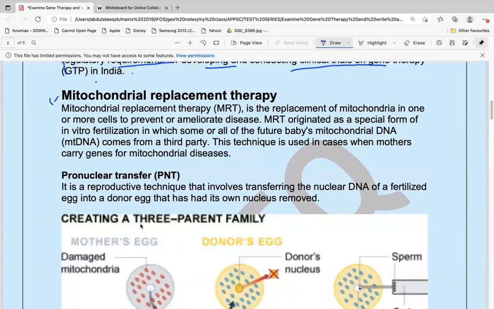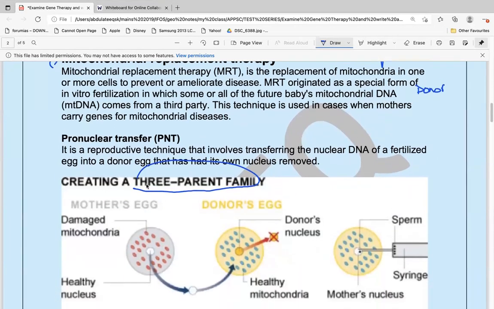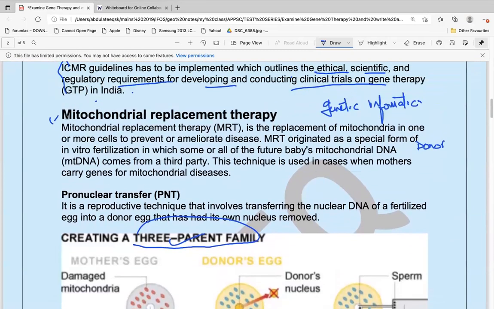Now see why this is called a three-parent baby. Why do we consider our mother and father as parents? Because we derive genetic information from them. But genetic information comes from mitochondria also. Here, the mitochondria is coming from the donor. Because of this, genetic information is coming from three parents. We call this a three-parent baby, and this therapy is called mitochondrial replacement therapy.